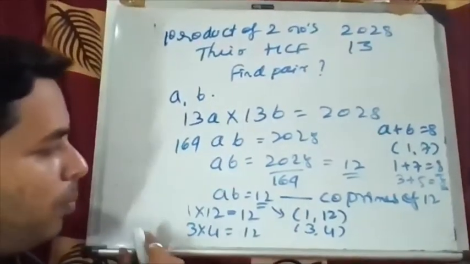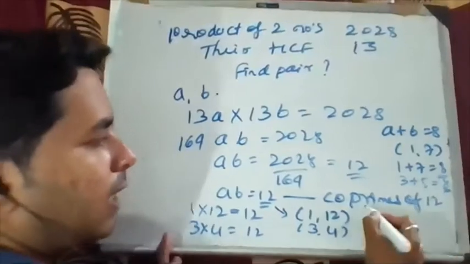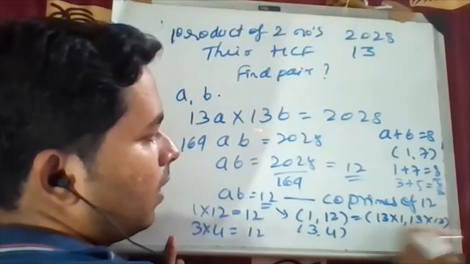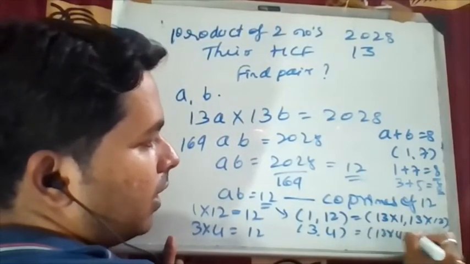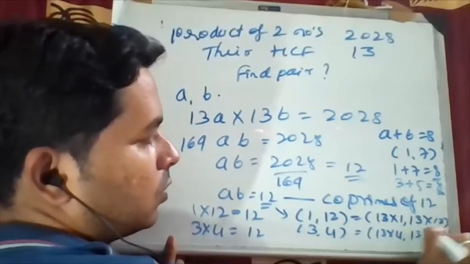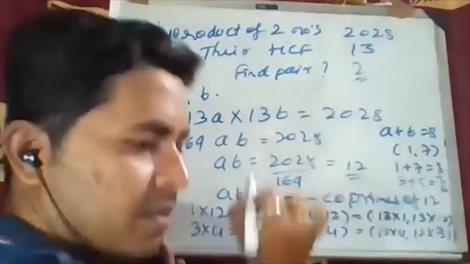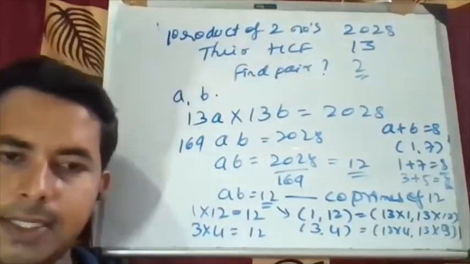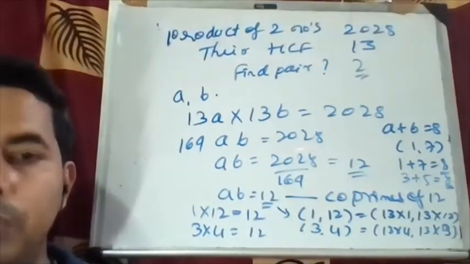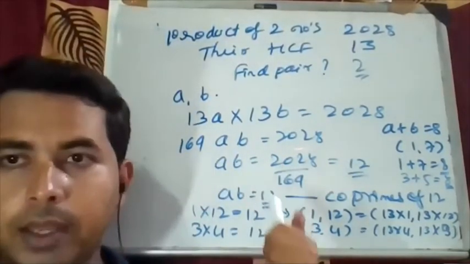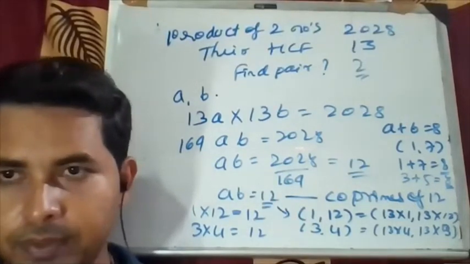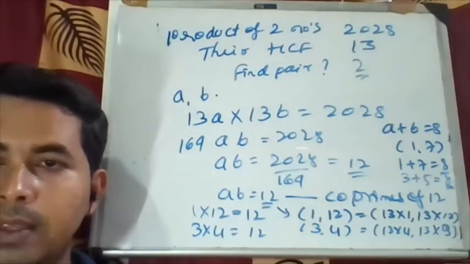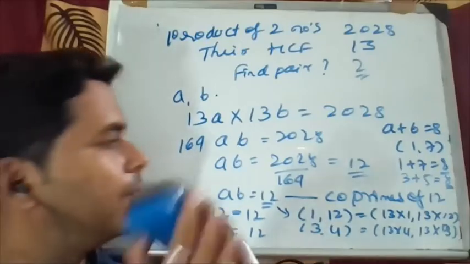So here my co-primes are 1 and 12 and 3 and 4. So you will get groups like 13 into 1 and 13 into 12, and 13 into 3 and 13 into 4. So how many pairs you will get? 2 pairs you will get. Yes. So this is the way how we have to solve. Okay, I hope आपको ये समझ में आया. Any doubts? No, sir. Okay.